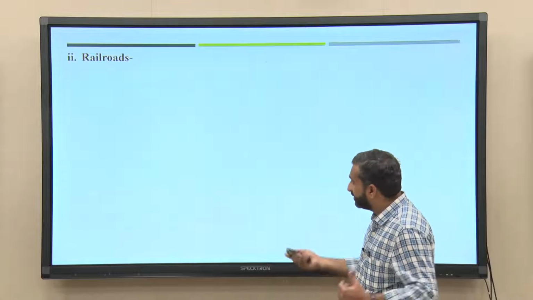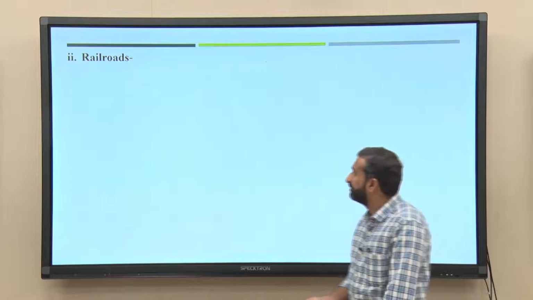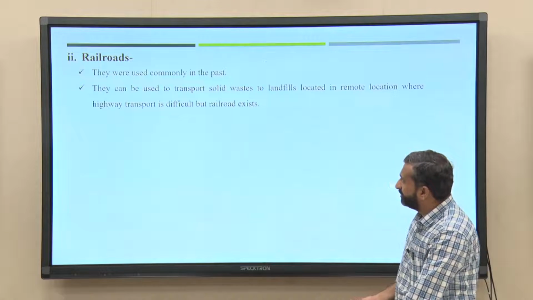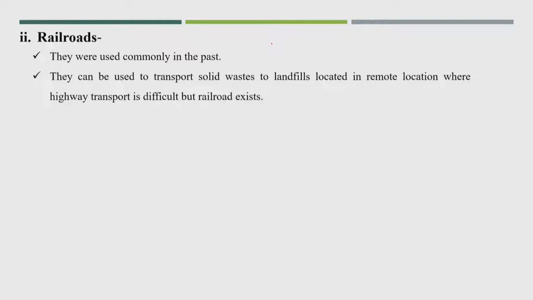Now, this is another way of collection or another transport that could be possible: the railroad. They were commonly used in the past, especially in the European countries or in the US. The waste used to be hauled by the railroads in the past, and this is also possible.